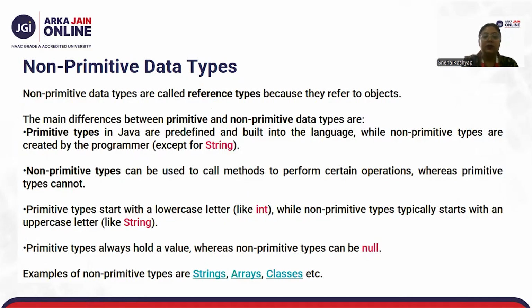Moving to the next one, that is non-primitive data types. The non-primitive data types are called reference types because they refer to objects.